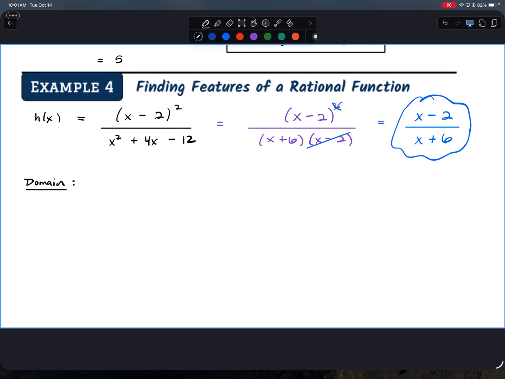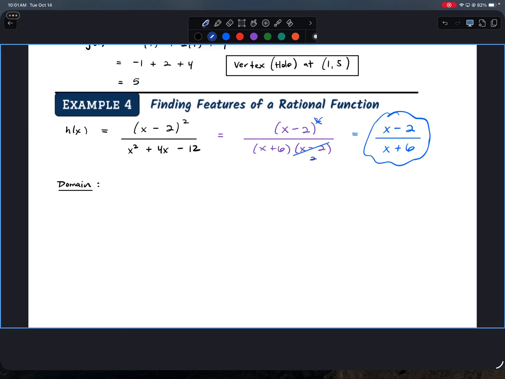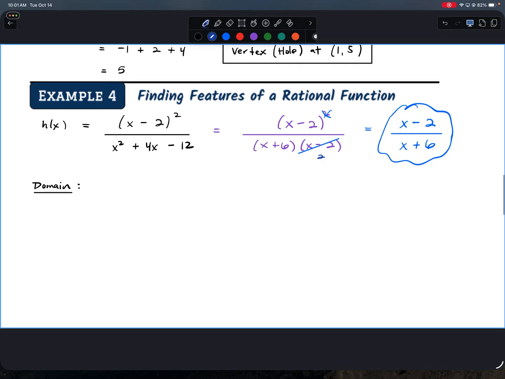Okay? All right, so domain. The domain means wherever what is 0, top or bottom? Bottom. So before this canceled, guys, what makes the bottom 0 right there? 2. And then negative 6. So the domain's going to be all real numbers except those values. So we have to skip over those. So the domain is going to be negative infinity to negative 6, union, negative 6 to 2, union 2 to infinity.